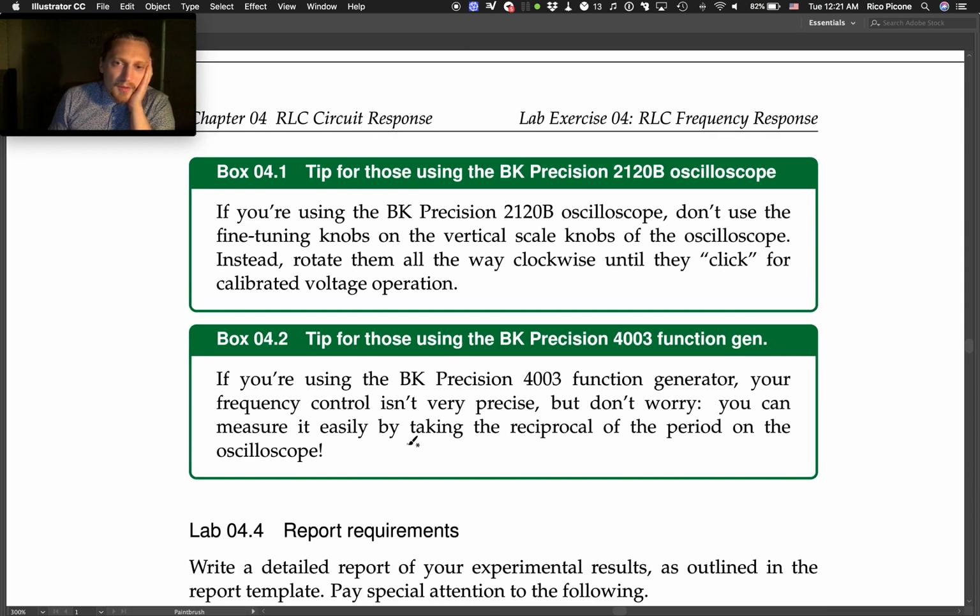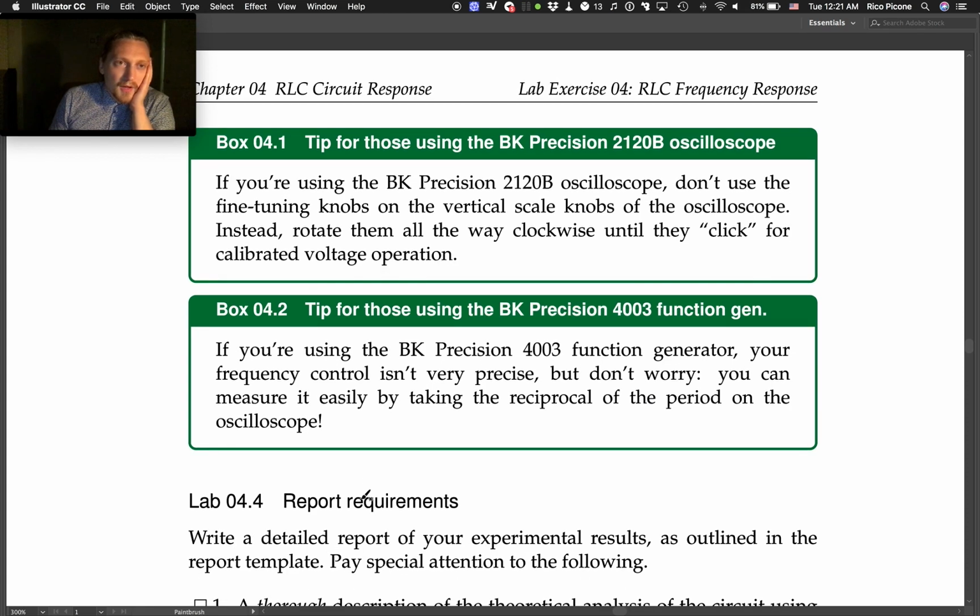And similarly with the function generator, the frequency control isn't very precise, so make sure that you're actually measuring it. You're going to dial it in on a manual dial, so don't try to estimate what the frequency is from the dial. You actually have to measure it.